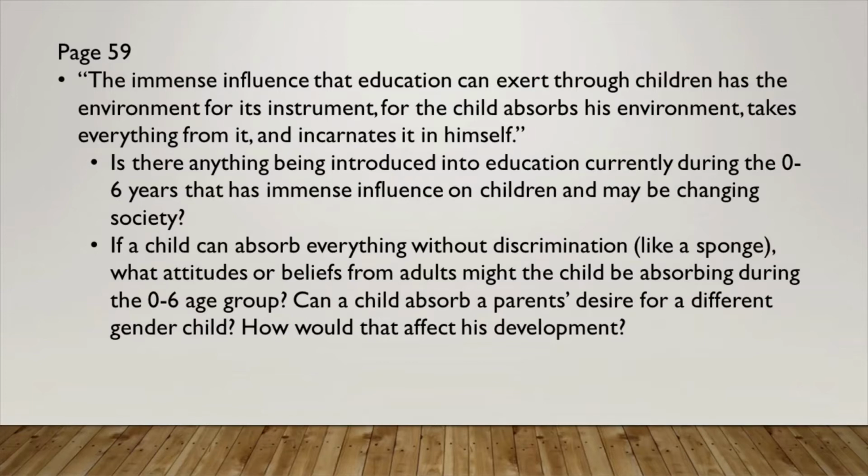And also, if a child can absorb everything without discrimination, like a sponge, and I referred to this on other videos of Montessori's view of the absorbent mind being a sponge. A sponge, if put into clean water, will absorb the clean water. A sponge put into dirty water will absorb the clean water and the dirty water. It cannot discriminate. So, what attitudes or beliefs from adults might the child be absorbing during the 0 to 6 age group? And can a child absorb a parent's desire for a different gender child? As we go along in this chapter, this question might become even more relevant. Because if a parent looks at their child and says, oh, I got a boy, I really wish I had a girl, how does that affect the child's development, right?